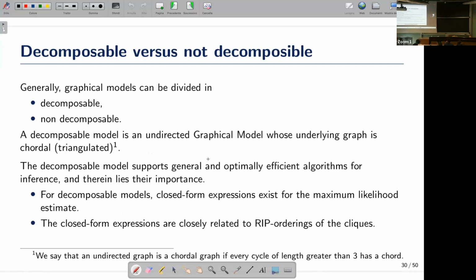And for many years, people worked with decomposable graphical models, right? Because they were manageable, in the sense that you can obtain a closed form for the maximum likelihood estimate, and then you don't need iterative algorithms to estimate the parameters.